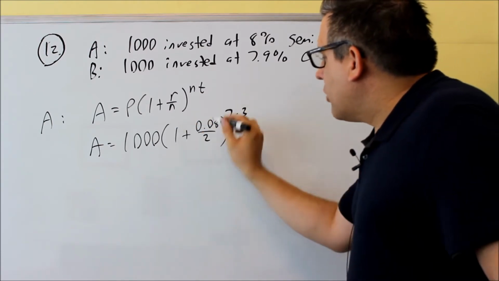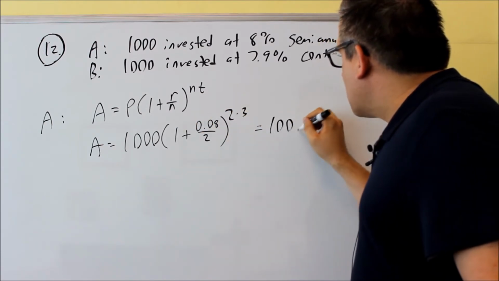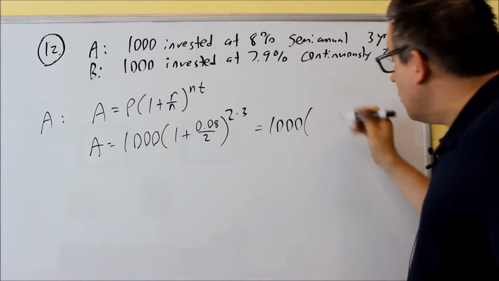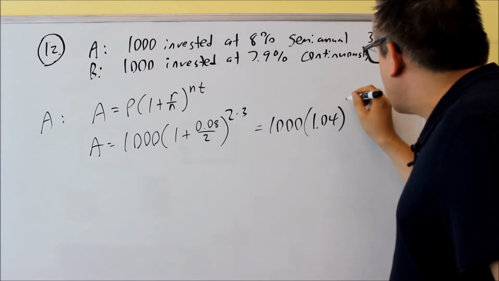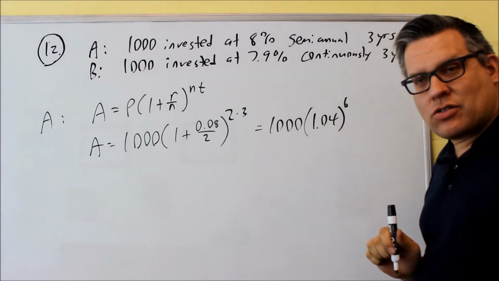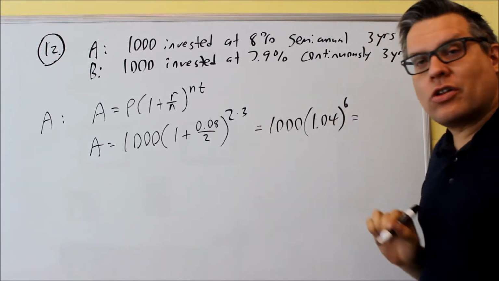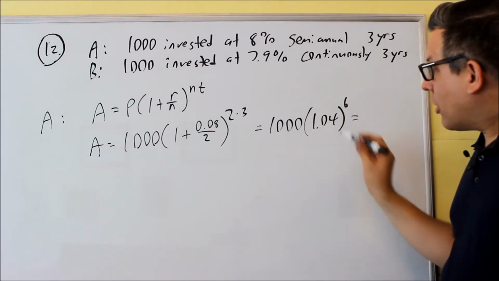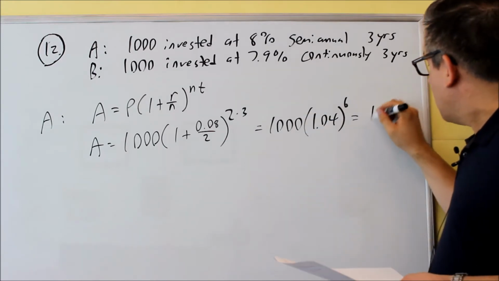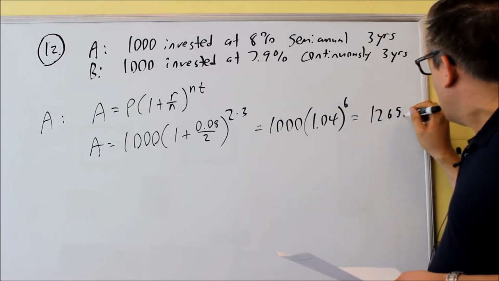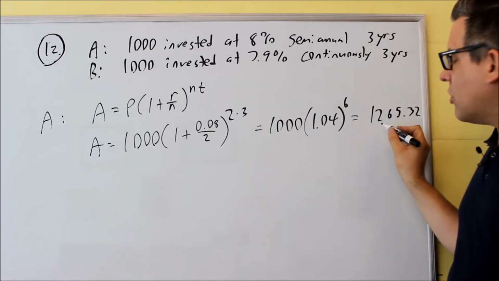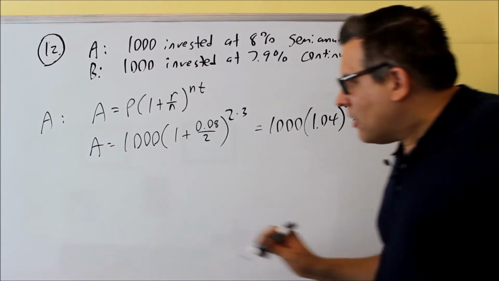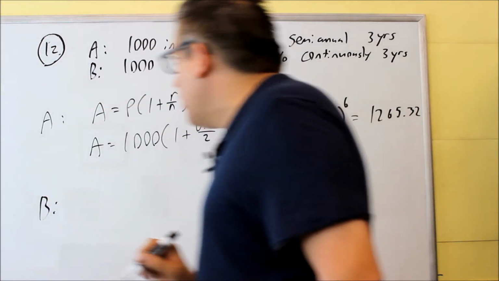To do this one, it's better to do the part inside parentheses first. If you do 1 plus 0.08 divided by 2, you get 1.04 inside, and that's raised to a power of 6. Then we're just going to put this into the calculator. You want to use the caret key on your calculator, and you're going to get 1265 and 32 cents. So $1,265.32 you get for option A. Let's do now option B.